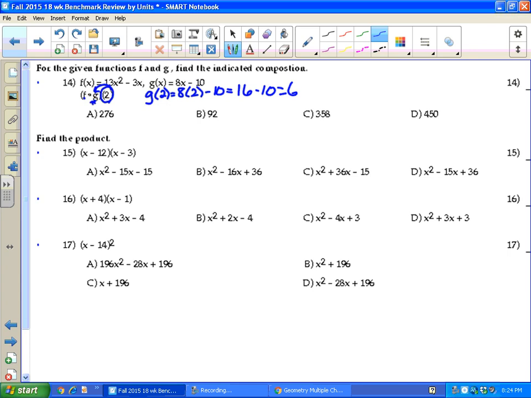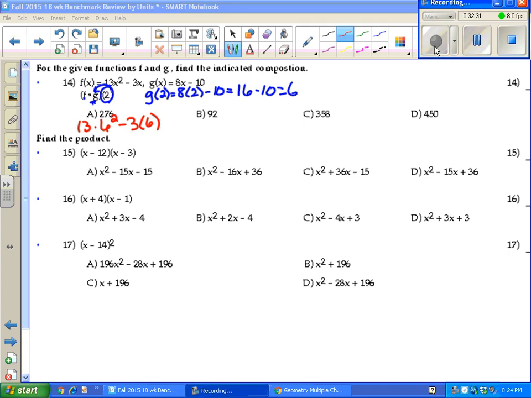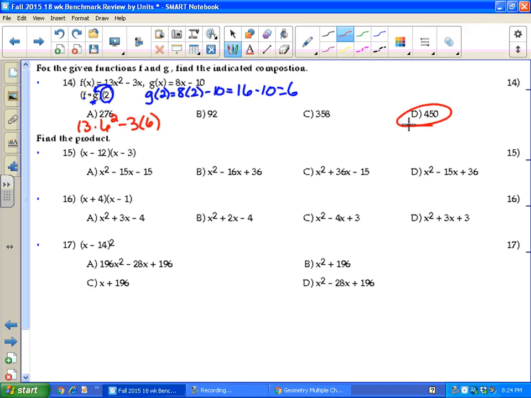Now I'm not finished, because remember we have to put the function into f the second time. So I'm going to do 13 times 6 squared minus 3 times 6. All right, and if you type that into your calculator, I believe you get D.